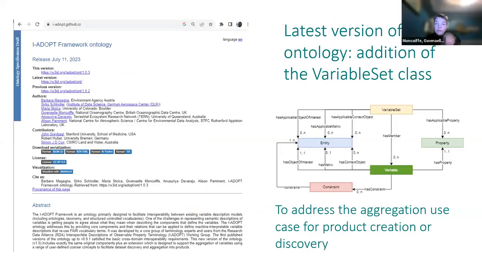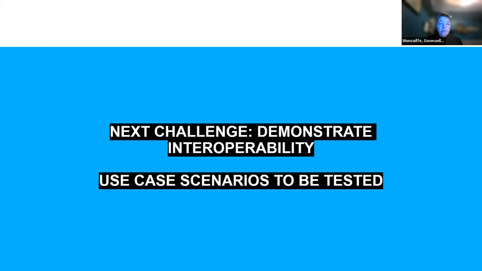The latest version of the ontology, we had one update, which was to add a new class, which was a variable set. And this was to enable us to address the aggregation use case for the creation of products, like, for example, the essential climate variable products or the essential ocean variable products, but also to enable the use of parameter to facilitate discovery of those complex variables as well. So this is the latest version.